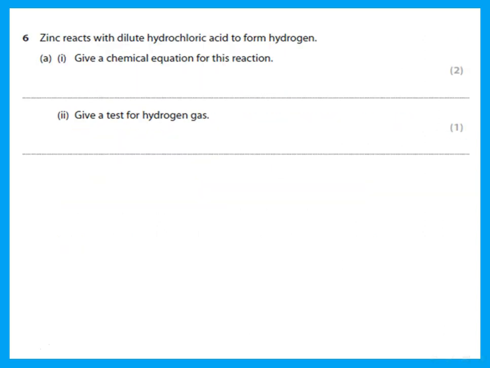Zinc reacts with dilute hydrochloric acid to form hydrogen. Give a chemical equation. Again, please practice writing these equations. Remember that zinc, the valency is 2, so it is ZnCl2. Hydrogen is diatomic, it has to be H2. And then to balance, I have to put a 2 in front of the HCl. Please practice all of these kinds of equations.